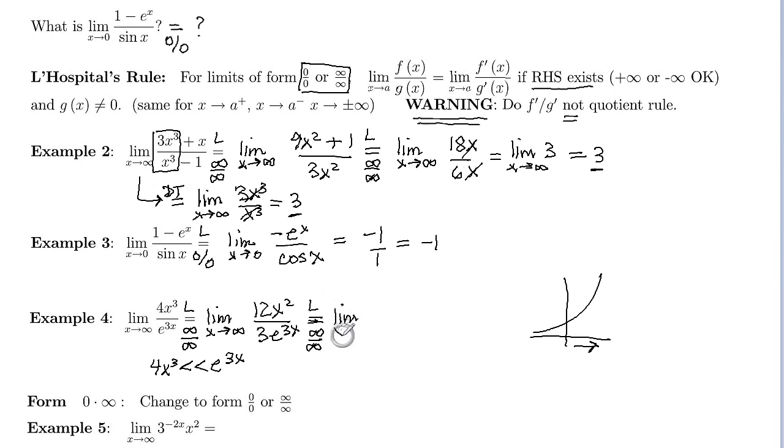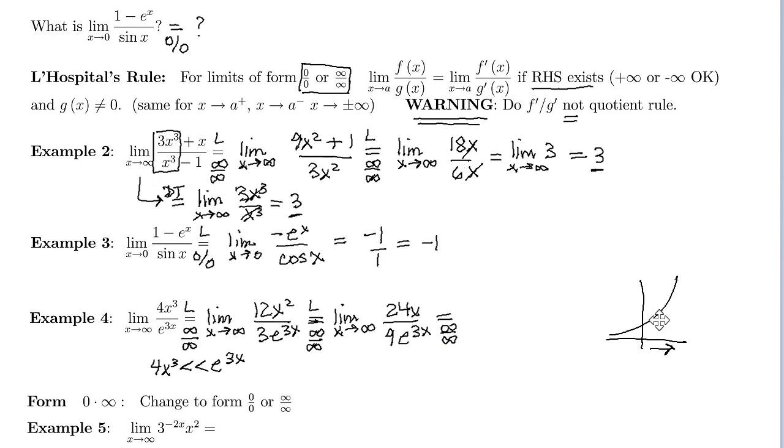So limit x goes to infinity. Another derivative. 2 times 12 is 24x. And in the denominator, we're going to get another factor of 3, e to the 3x times 3. So this will now be 9 e to the 3x. And as x goes to infinity, top and bottom still going to infinity. It's still an indeterminate form. So we got to do L'Hopital one more time.